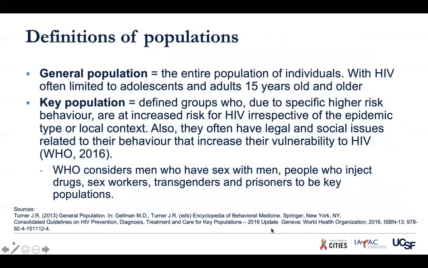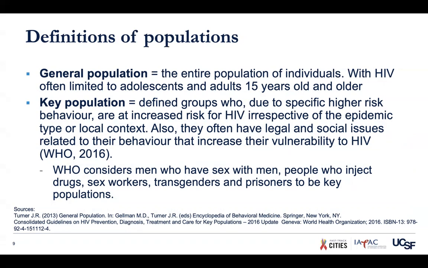Now, just a couple of words about populations. We throw these terms around a lot in HIV epidemiology, and they're often undefined, but I wanted to take this chance to walk through this with you. So the general population refers to everybody. Often with HIV, this is limited to people who are purportedly sexually active. So it's often limited to adolescents and adults 15 years and older.